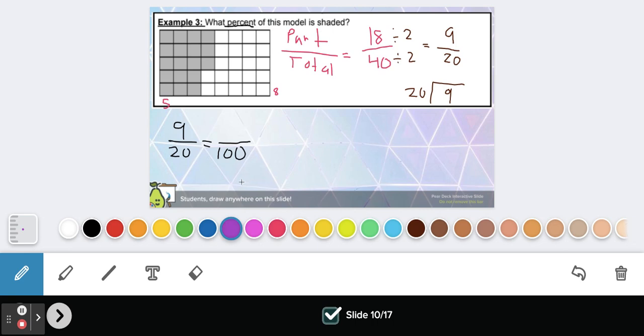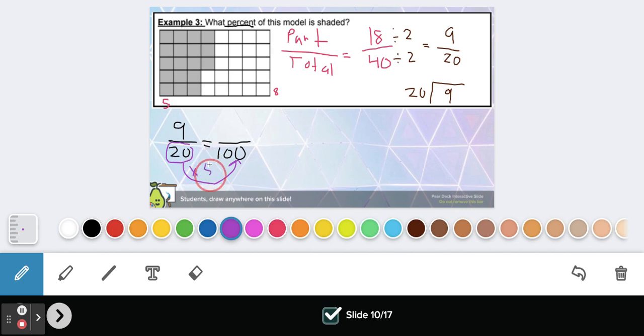So since percents are always out of 100, this is one way to solve instead of using this division right here. I can solve this using a pattern, okay? So my pattern can go from left to right, right to left, even up and down, okay? But I can only use one pattern. So in this case, I'm gonna go from 20 to 100. So my pattern is gonna be 20 times what should give me 100?